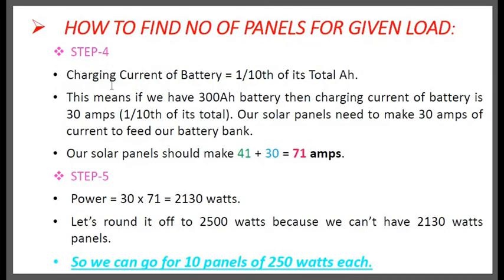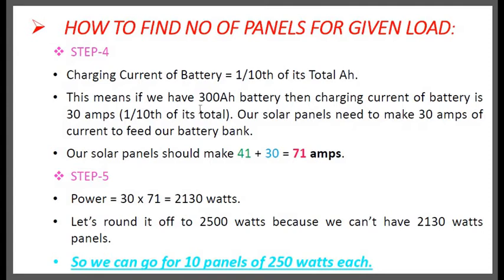Now step 4, the charging current of the battery is equal to 1 upon 10th of its total ampere hour. So this is the formula for the charging current. It is one tenth of its ampere hour.